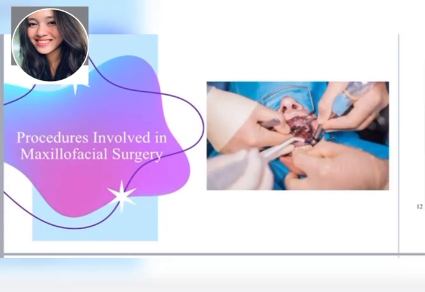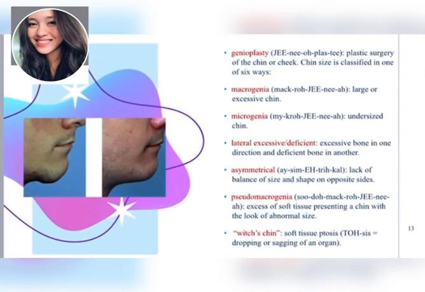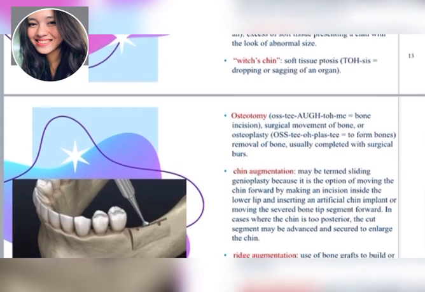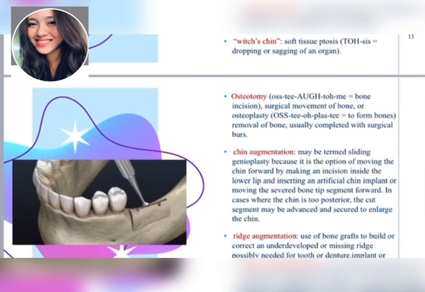Procedures involved in maxillofacial surgery: we have genioplasty. This is a plastic surgery of the chin or the cheek. Chin size is classified in one of 6 ways. Macrogenia is a larger, excessive chin. Microgenia is an undersized chin. Lateral excessive deficient is excessive bone in one direction and deficient bone in another. Asymmetrical is a lack of balance of size and shape on opposite sides. Pseudomacrogenia is an excess of soft tissue presenting a chin with the look of abnormal size. And chin soft tissue ptosis is the drooping or sagging of an organ.